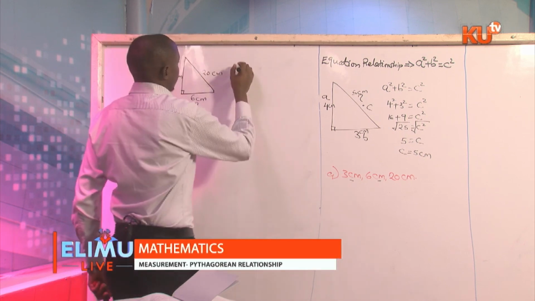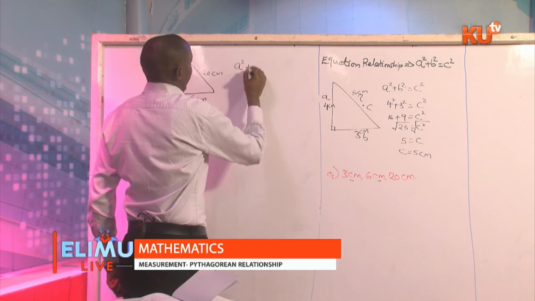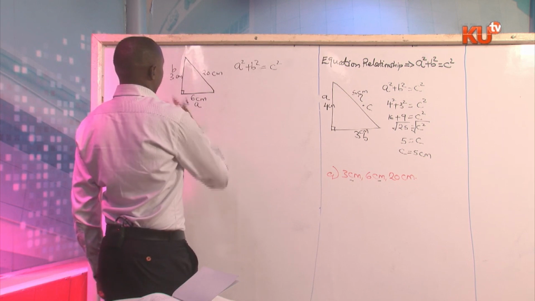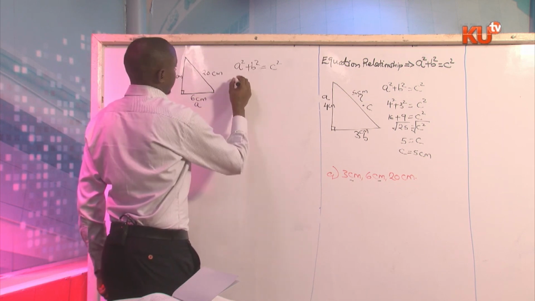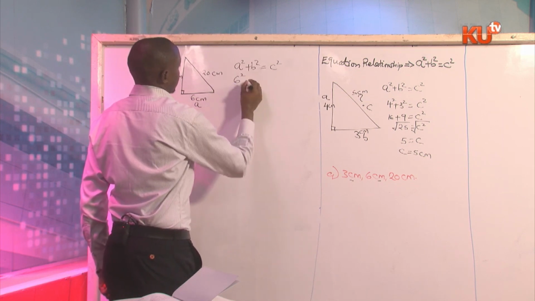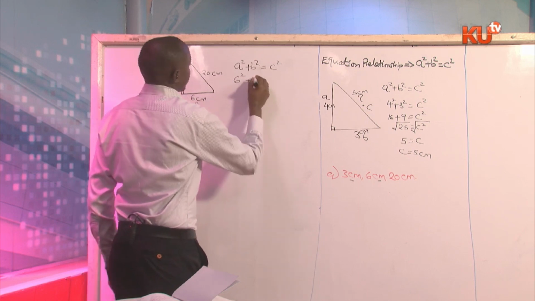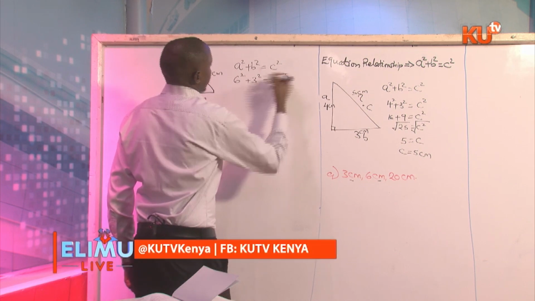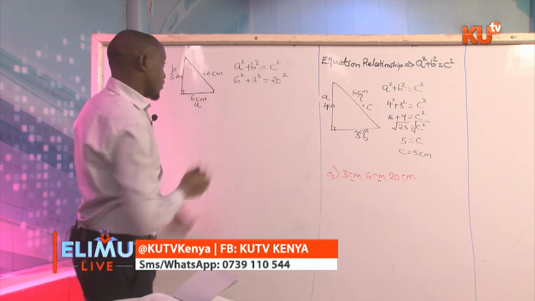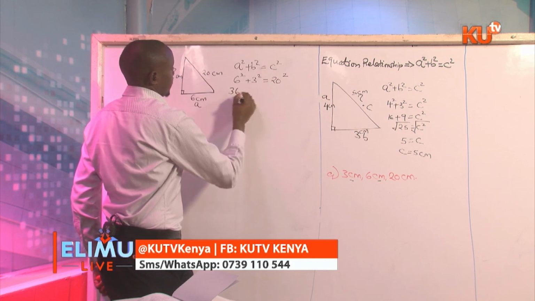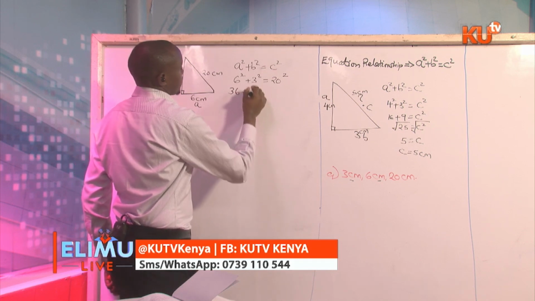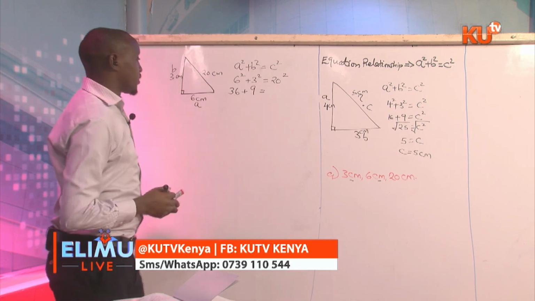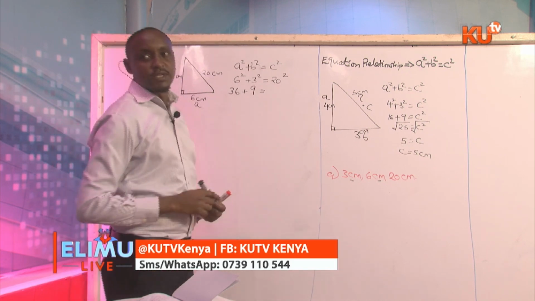We said the equation states that A squared plus B squared is equal to C squared. Let's put our numbers right. Our A is 6, so 6 squared. Our B is 3, so 3 squared. Our C is 20, so 20 squared. 6 squared is 36. 3 squared is 9. And the square of any 2-digit number can be gotten easily.